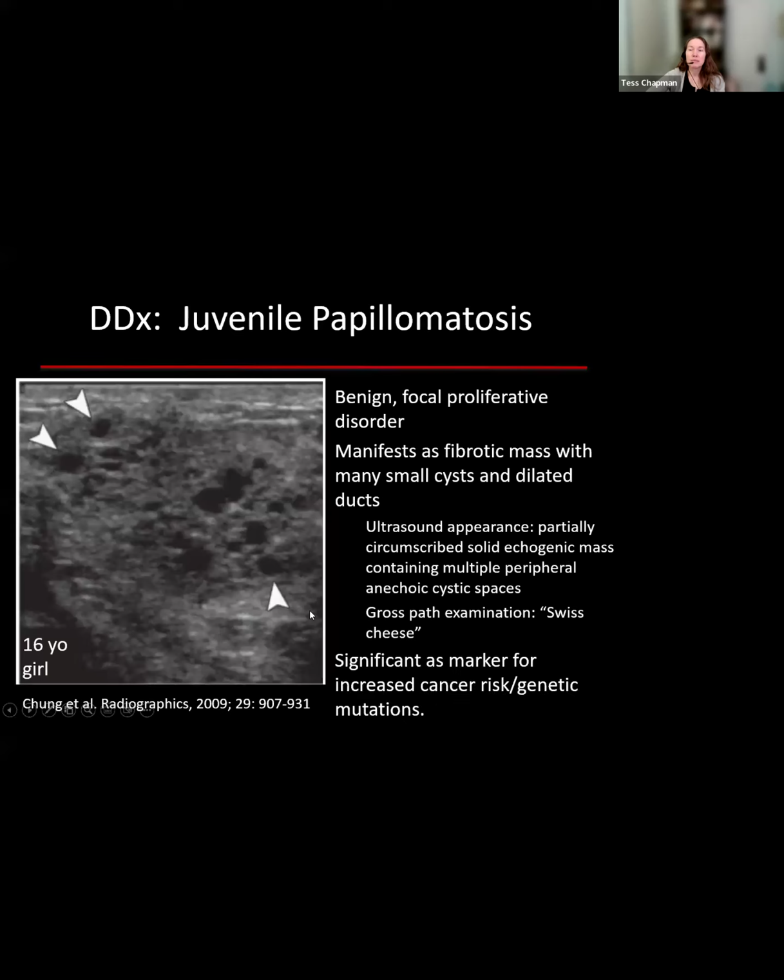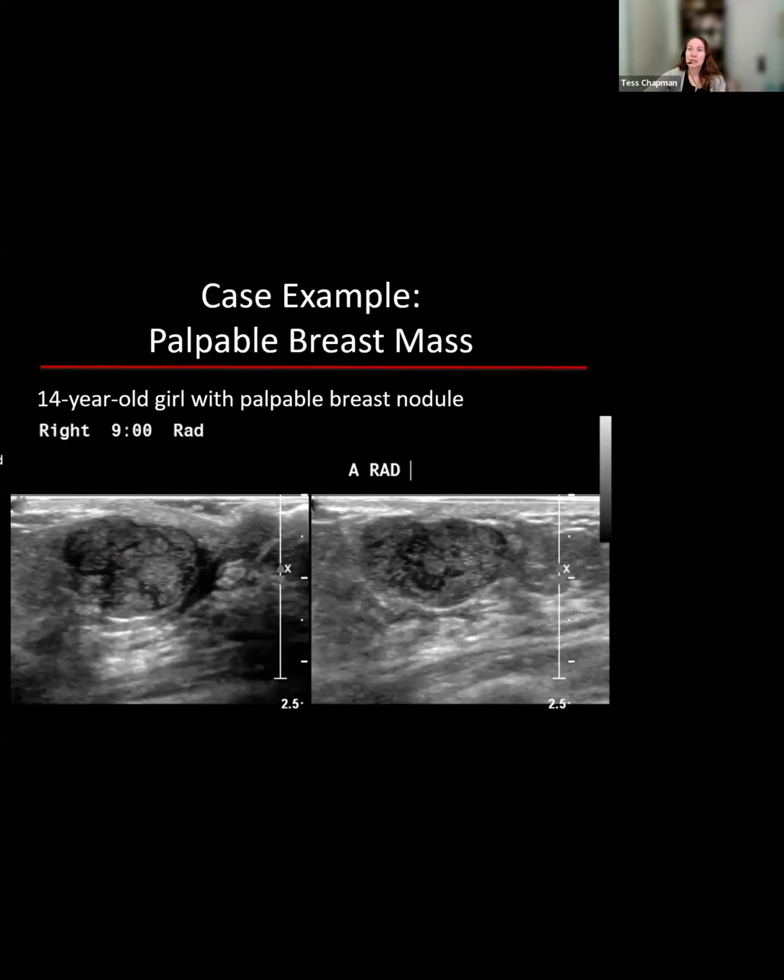And it's important because it could be an indicator or a marker of increased cancer risk. So if you see a child, a teenager with what looks like juvenile papillomatosis, you do want to refer that patient to a breast specialist for sure to talk about the potential for increased cancer risk. But this is so rare. Like I said, I've never seen one myself, except in an adult.